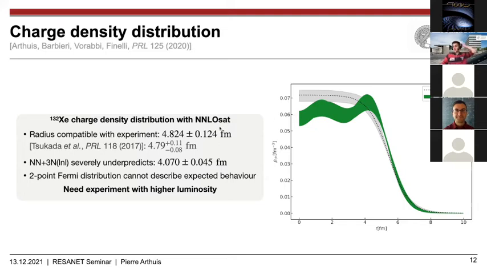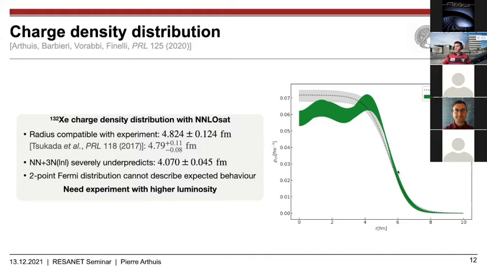So the first thing that we are pretty happy with is that our radius as obtained with the N2LOsat is consistent within the error bars with the value obtained experimentally at RIKEN. We have a slightly larger value, but nothing too crazy. We compared with our other Hamiltonian, the local non-local, and this one completely underpredicts, severely underpredicts our radius. So we have a way smaller value here. So we thought, okay, for the densities, let's keep going with the N2LOsat.